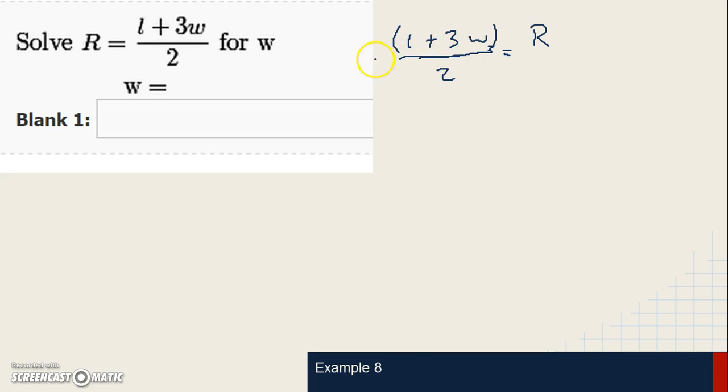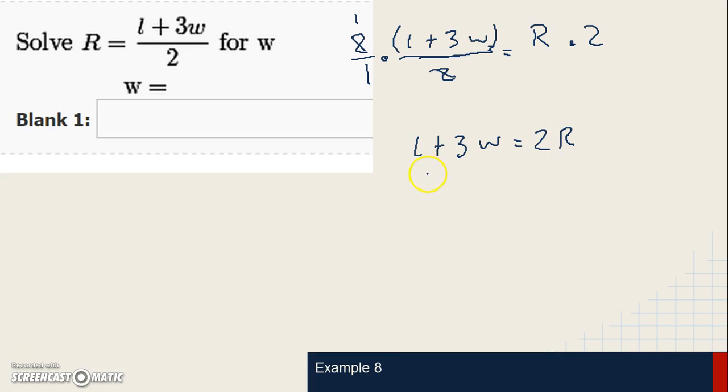I know that I've got to eliminate division first. Inverse of division is multiplication. I'm going to eliminate a 2, so I got to multiply by a 2. I make sure that I do it to both sides. Now I can simplify. 2 divided by 2 is 1. And L plus 3W divided by 1 is 1. And 1 times L plus 3W is just L plus 3W equals R times 2 can be rewritten as 2R.